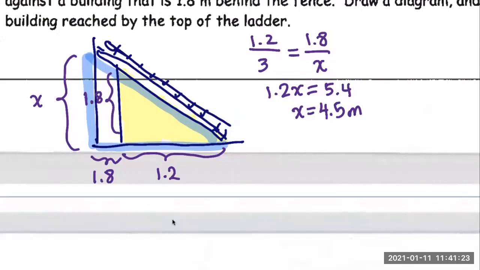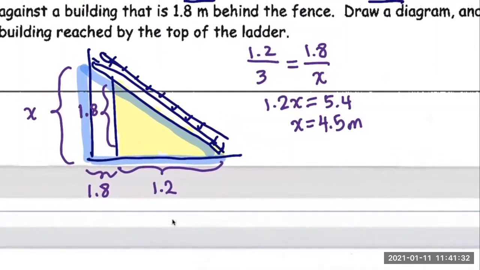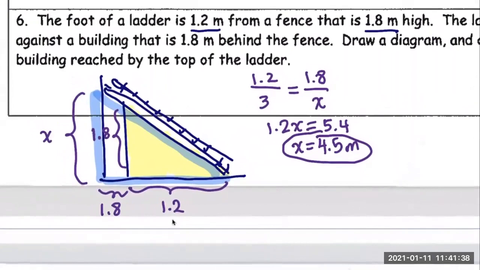Does everyone understand how I got the scale factor? The 1.2 to the 3. Okay, and then just don't forget to tie the meters to it. If everything's measured in meters, you want the meters there as well.